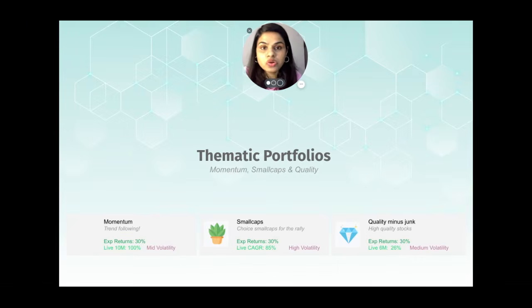So our thematic portfolios are our most popular portfolios that we offer on Smallcase. We started all three of these portfolios within the last year, and they have really captured a lot of interest on the Smallcase platform. The idea here is that we're trying to give you exposure to one particular theme in the market with each of these portfolios, right? So we call them thematic portfolios.